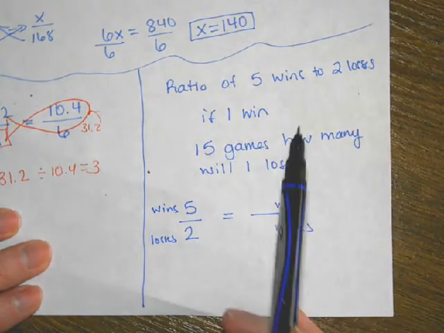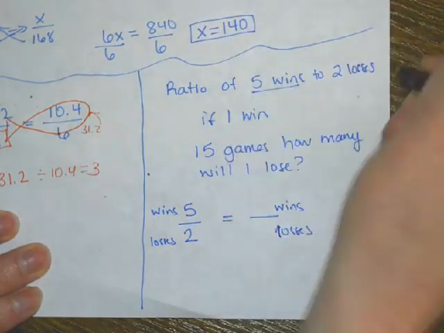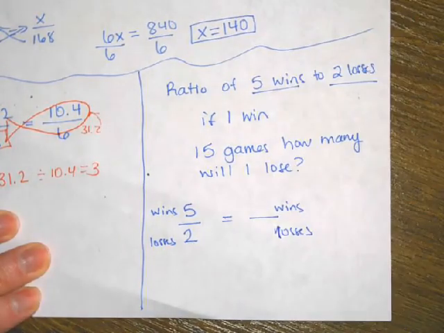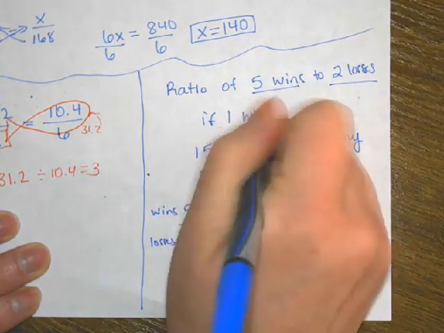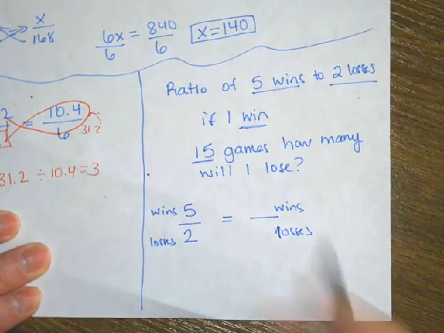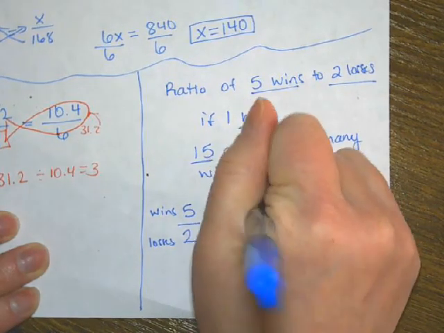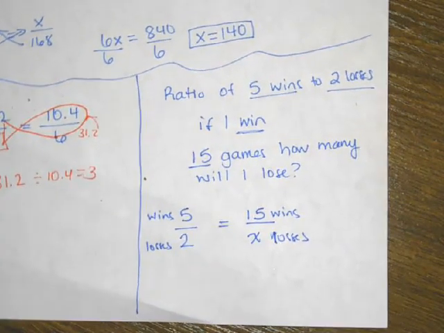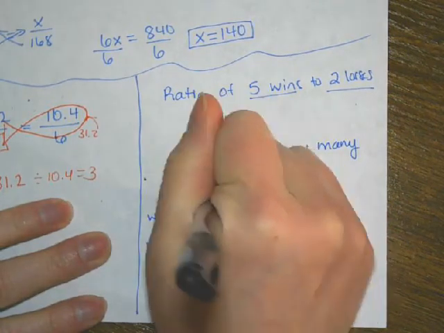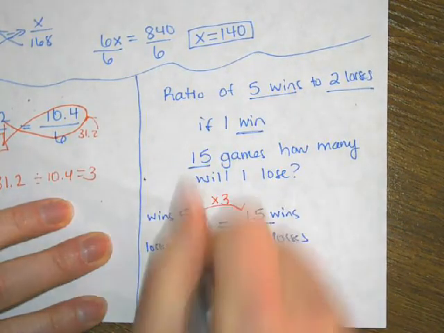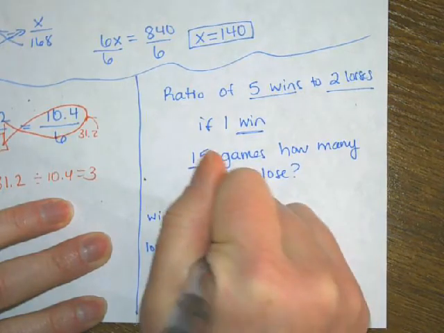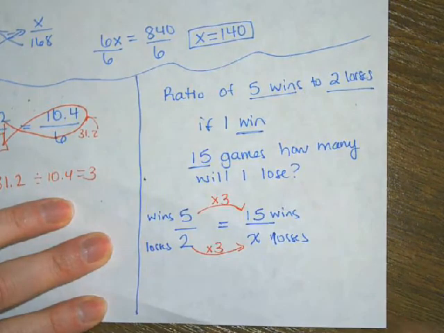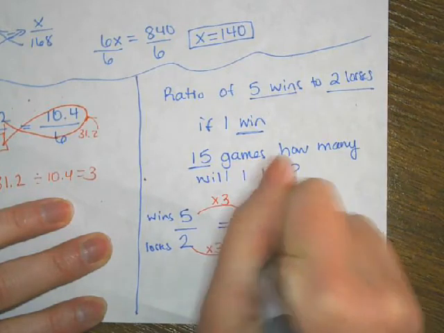Now, then I go back into my word problem. Okay, I know I have 5 wins. I have 2 losses. And if I win 15, so I know in the wins column, I need to put 15. And I want to know how many losses would I have. So I don't know that one. This is one we could probably do in our head, because I know that 5 times 3 gets me to 15. So I should expect that if I win 15 games, I would lose 6.